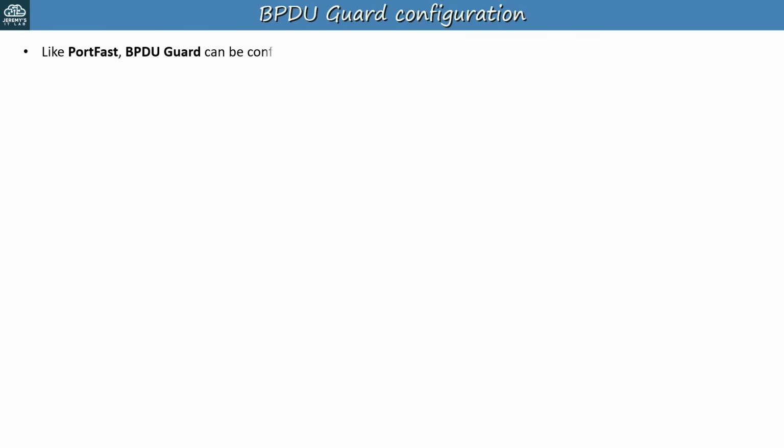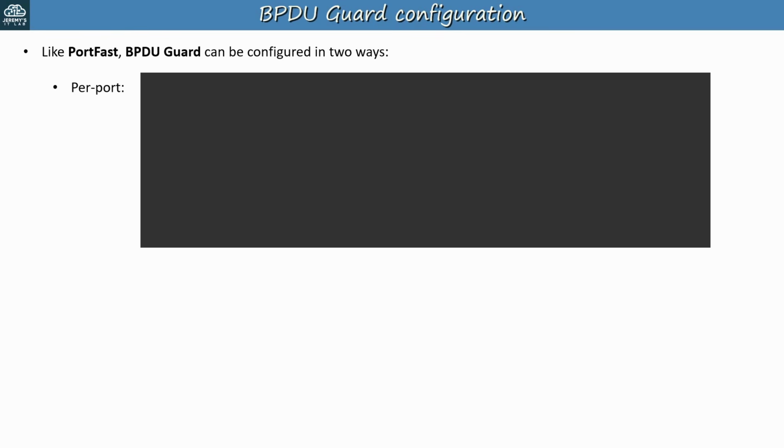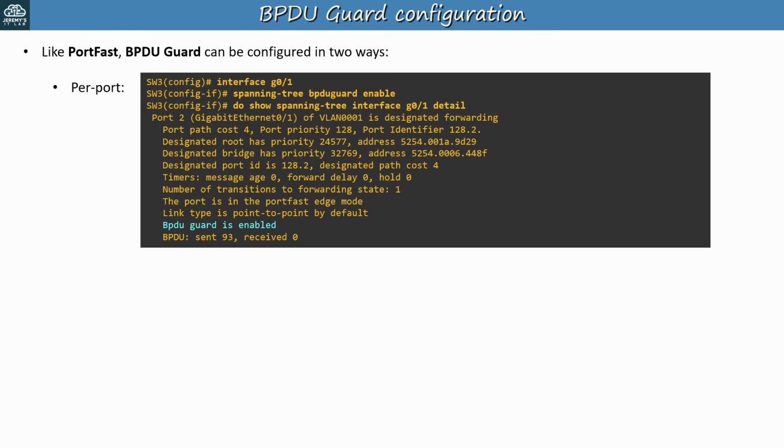Like PortFast, it can be configured in two ways. First, it can be configured per port in interface config mode. The command to do that is spanning-tree bpduguard enable. And here's the output of show spanning-tree interface detail for G0/1. As I've highlighted, BPDU Guard is enabled.